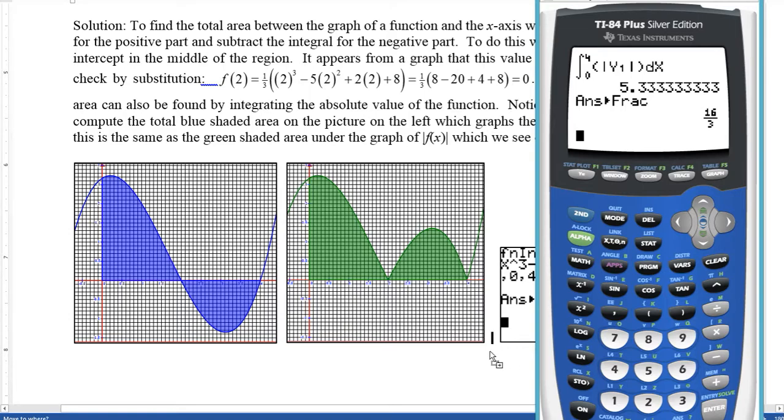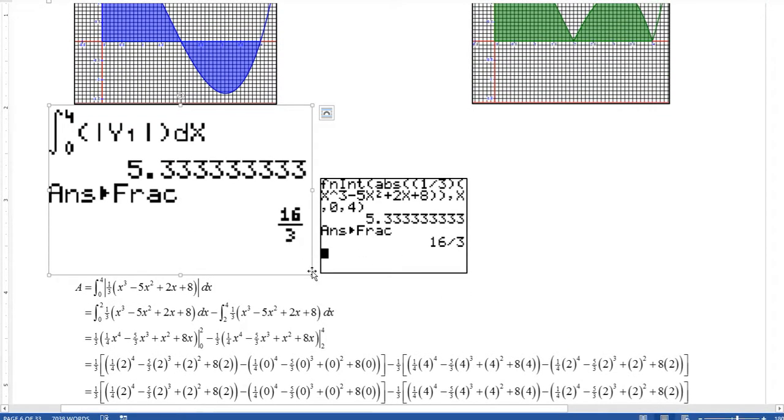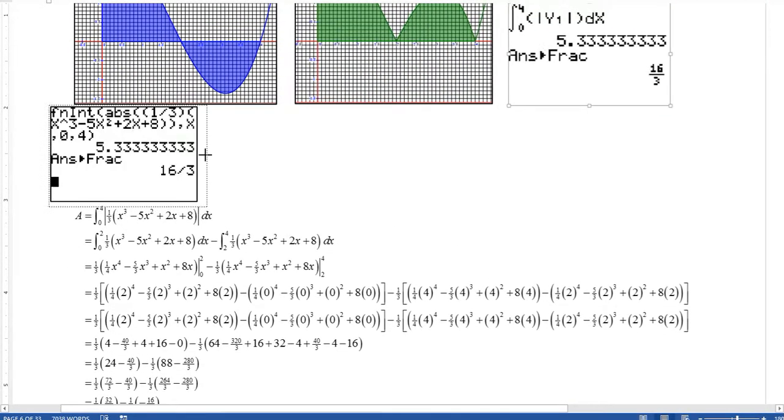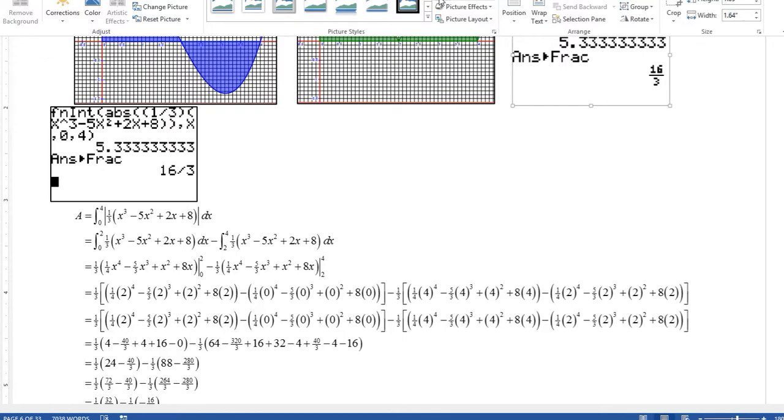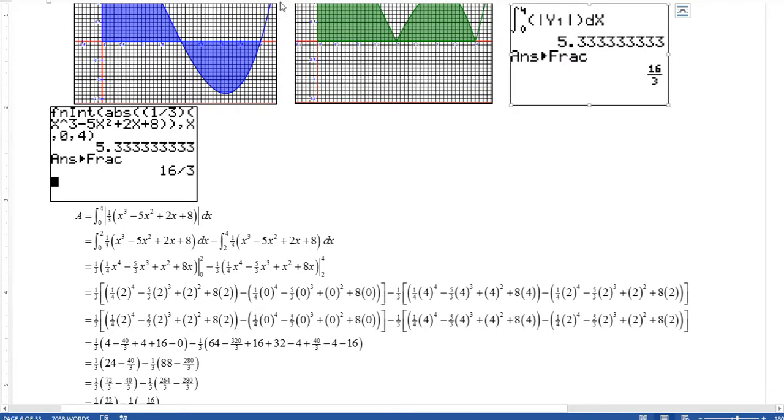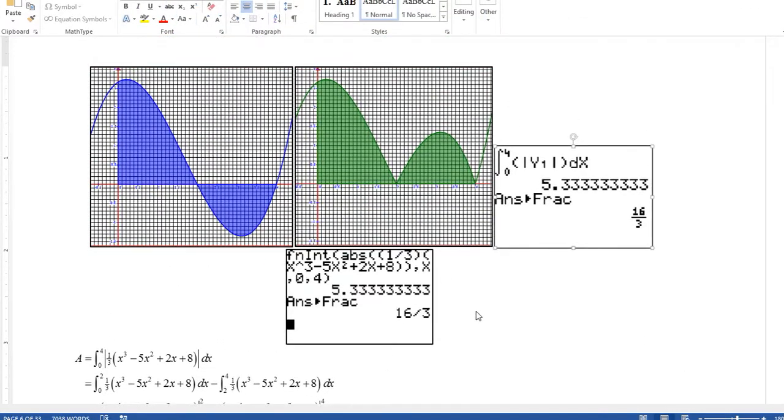Okay. So there it is in the newer operating system, or the older one here. If we wanted to do that by hand now, what would we have to do?